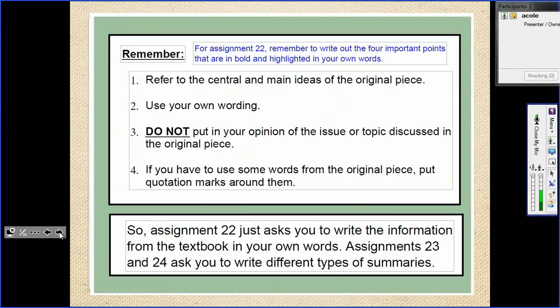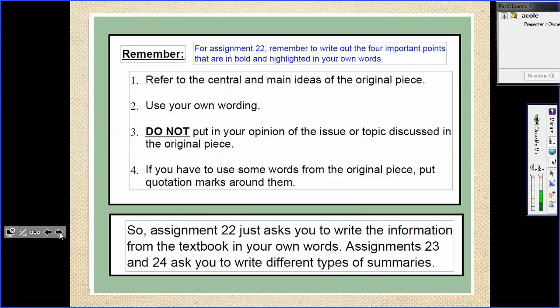Do not put in your opinion of the issue or topic discussed in the original piece. So another way to say this is do not include opinions, just facts. Right? Number 4, this is how I would explain it.